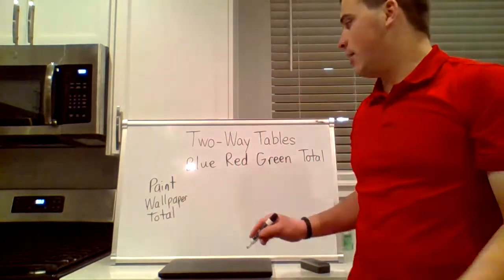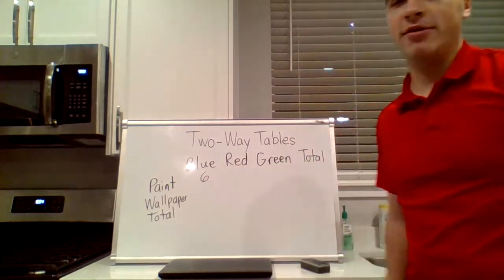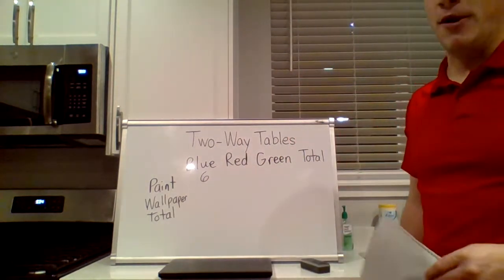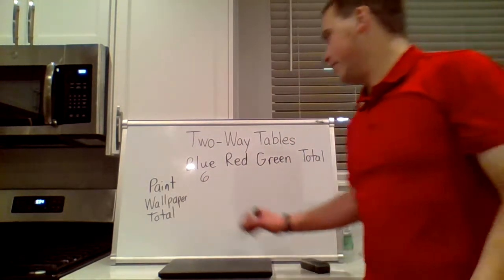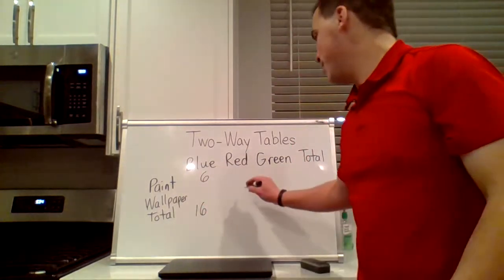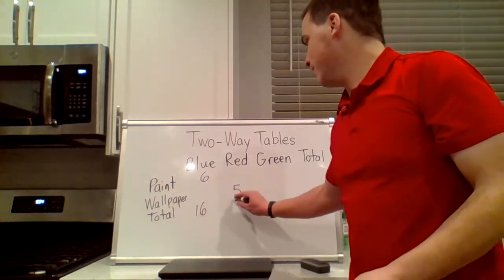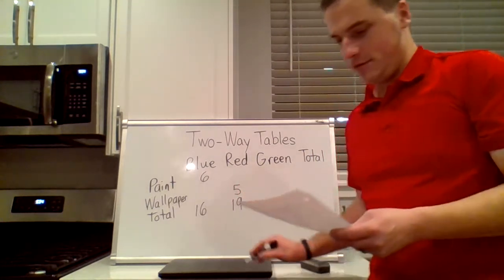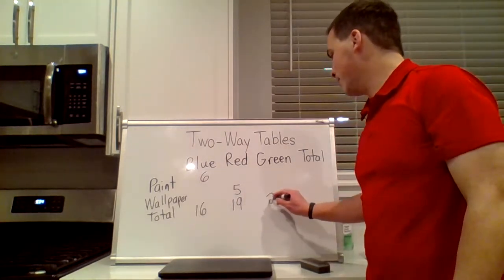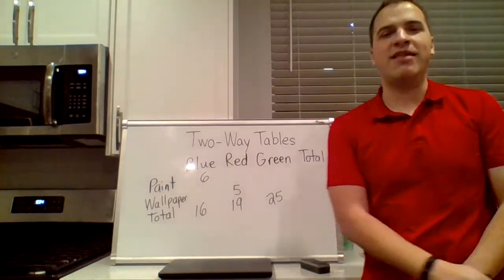Okay, in this case, we know 6 people like blue and having paint on their walls. I also have paint on my walls, as you can see. 16 people in total like the color blue. 5 people like red and wallpaper. 19 people in total like the color red. And 25 people in total like the color green. We're going to find out every other entry in this table.